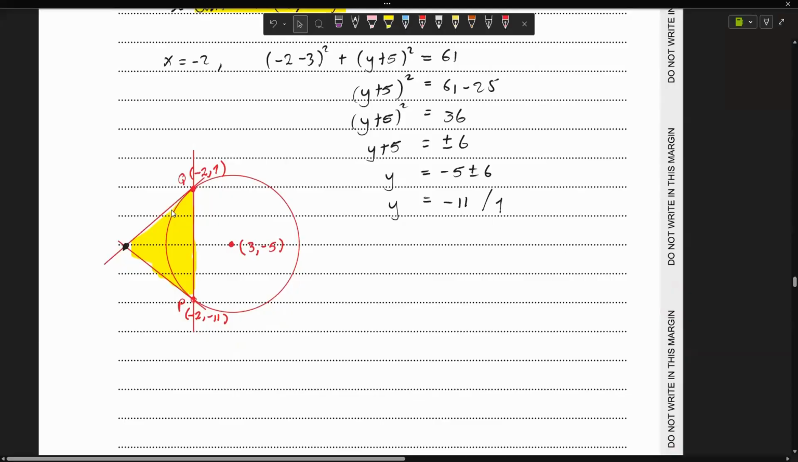Geometrically, I think you can see that this point is well in line with this point horizontally, which means they share the same y coordinate. So for this point, the x coordinate we don't know, I'll call it A, but the y coordinate is obviously going to be a minus 5.